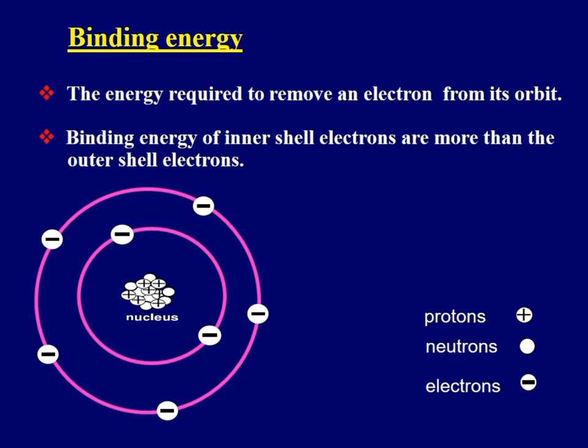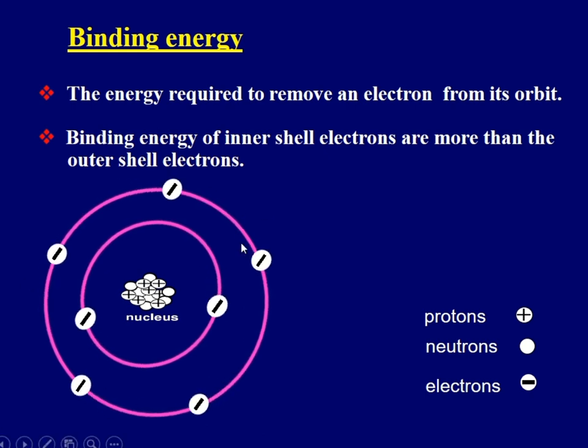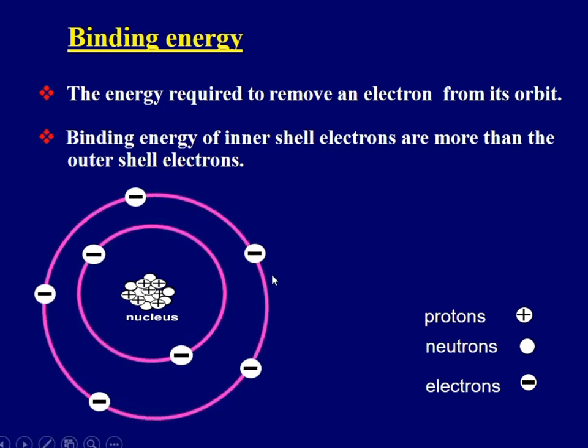Now our next topic is binding energy. What is binding energy? Binding energy is the energy required to remove a particular electron from its orbit. As you can see in this diagram, it is very easy for us to remove the outer shell electron rather than the inner shell electron. Why? Because the binding energy required for this outer shell electron is much less than for the inner shell electron.